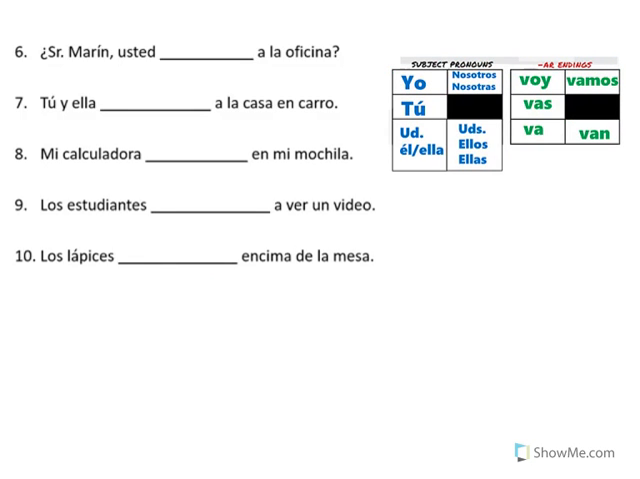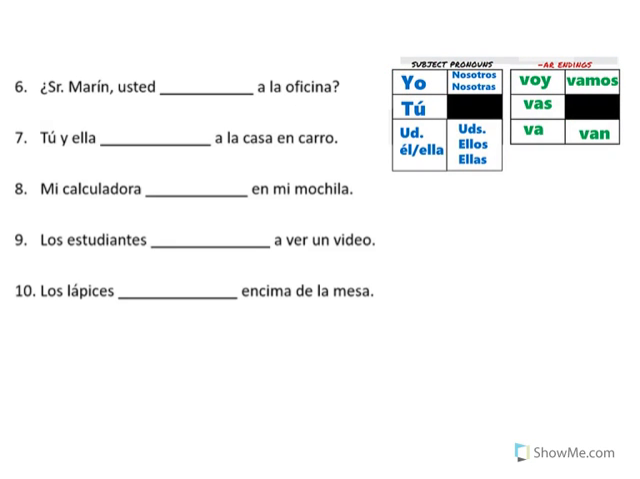Number 6 through 10. Alright, it says, Señor Marín, that means Mr. Marín, usted, you. So Mr. Marín, you. So this means that we're talking to Mr. Marín, but we just need to find usted. It's right there. This means usted. So because we're using this subject, it means that we need to use that verb. It only matches with that.